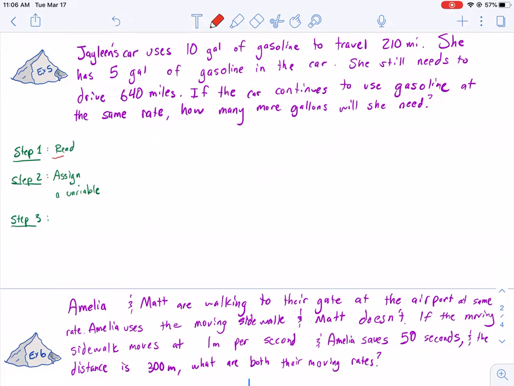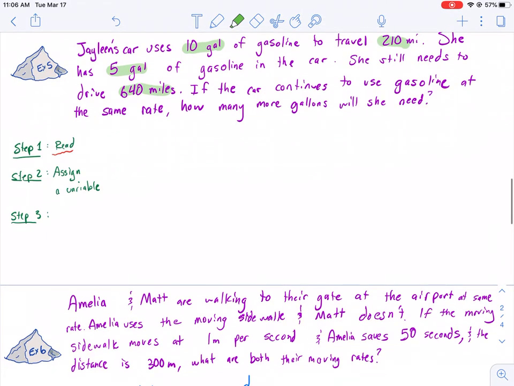First thing we always do with these problems is we read and we're making sure we dissect the information. So if it gives you values, make sure we're using these values, and we're discarding anything that we don't need. But in this case, we're going to use all of these. Next, we're going to assign a variable. This is something that we want to find, and it is very explicit in what we need to find. How many more gallons will she need? So clearly, our variable is going to be gallons.